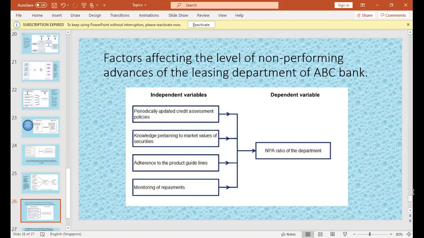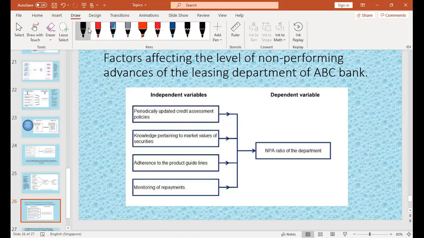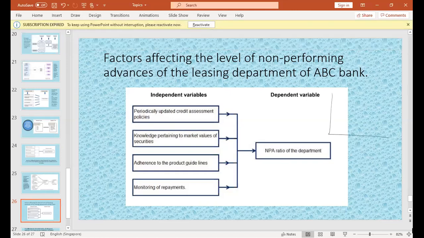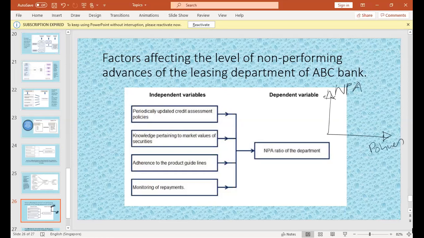Now if I ask you, what is the unit of analysis here? Think about it carefully. Say I draw it this way. This is my NPA, and on this side I plot periodically updated credit assessment policies. The more updated policies you have, the more you should be capable of controlling the NPA. Right?